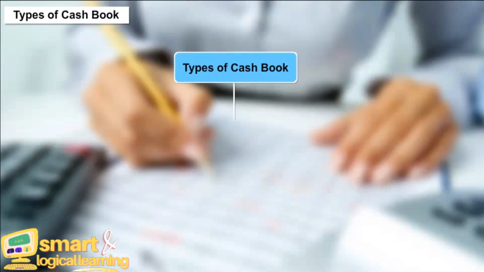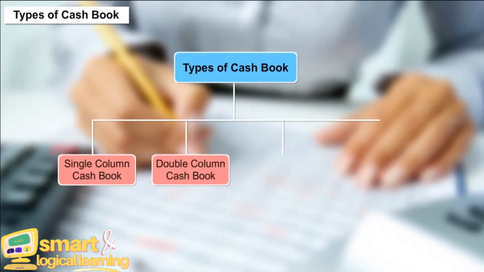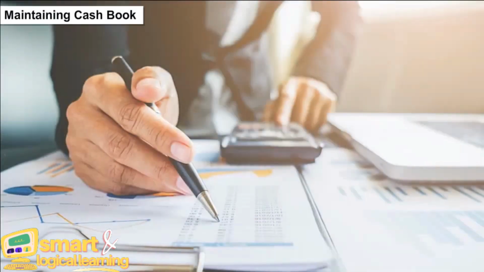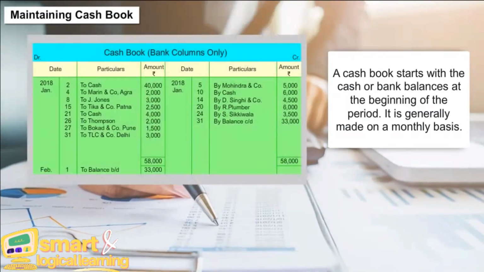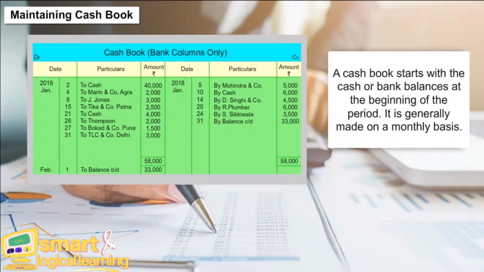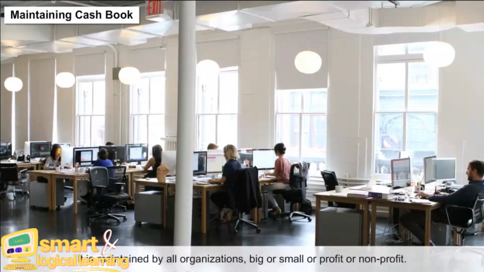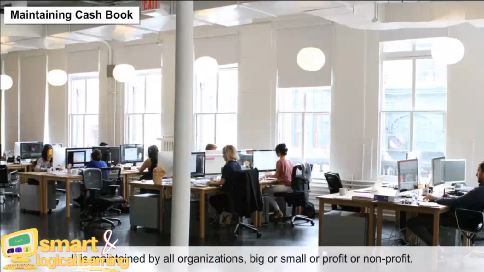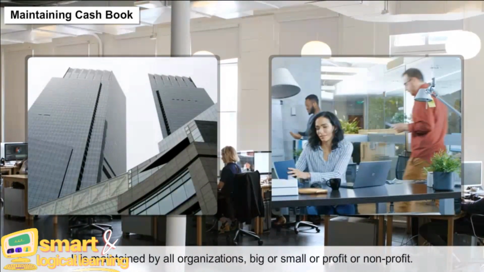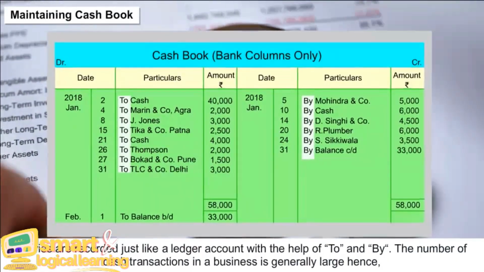Types of cash book: single column cash book, double column cash book, triple column cash book, petty cash book. Maintaining cash book. A cash book starts with the cash or bank balances at the beginning of the period. It is generally made on a monthly basis. It is maintained by all organizations, big or small, profit or non-profit. Entries are recorded just like a ledger account with the help of "to" and "by".